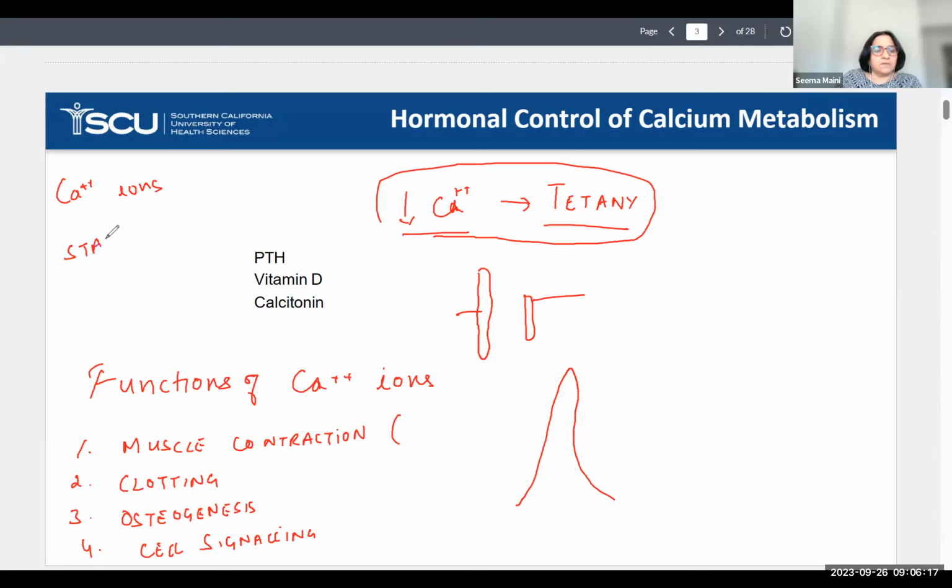Calcium ions stabilize sodium channels. So in case of calcium deficiency, these sodium channels become unstable and there is uncontrolled, unregulated sodium influx, resulting in muscle twitchings, muscle contractions, and sometimes spasmodic contraction of the muscles. Make sense?